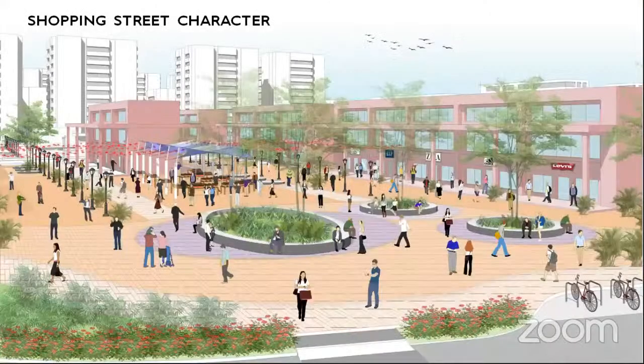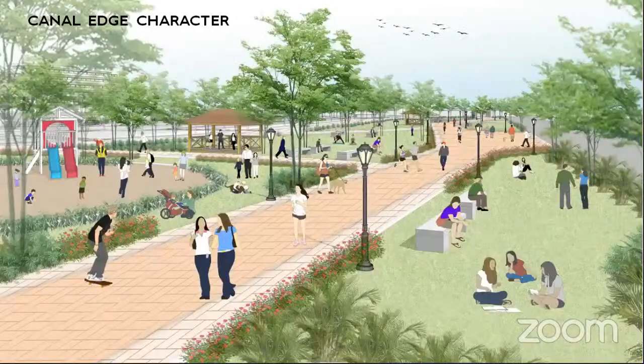So this is how the shopping street of this commercial block was imagined, which has some spaces in between, and some larger space for people to walk around. And this is how the canal edge was imagined, with various activities happening here.